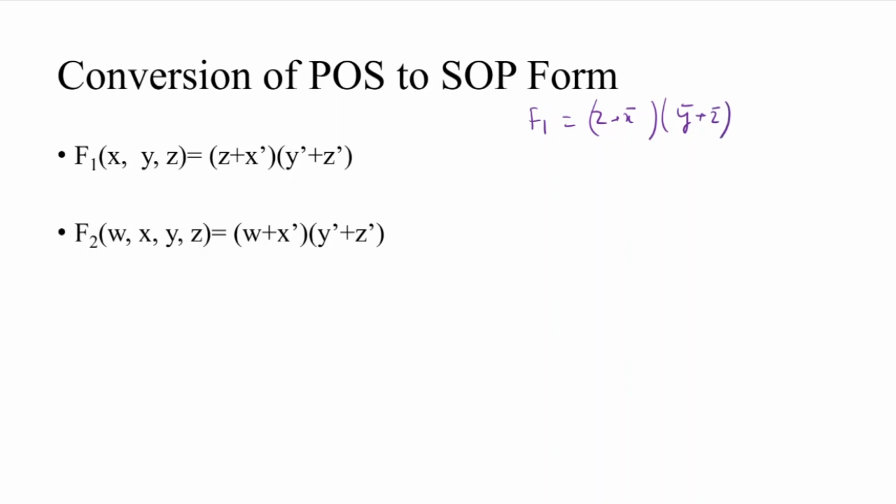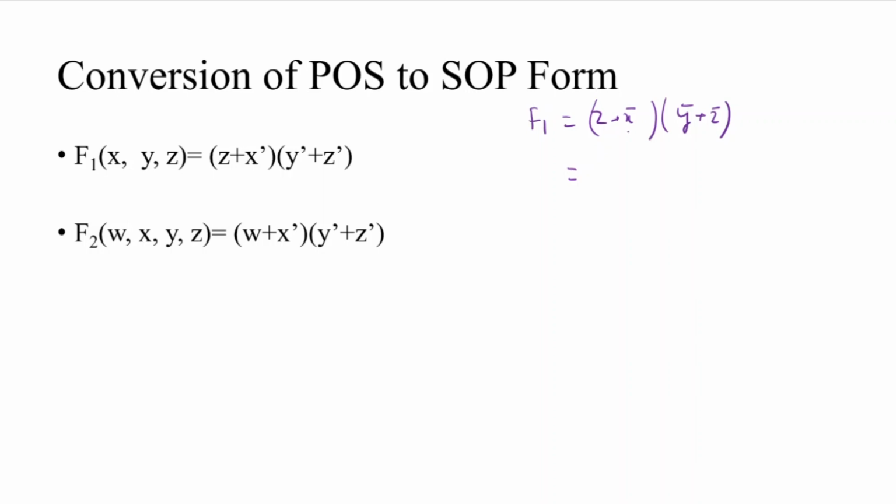When we see this function, it is in POS form, why? Because this is a sum term, this is a sum term, and these two sum terms are ANDed together. This means the function is in POS form, product of sums. All these sum terms are multiplied together, which represents a POS function. Now the function is in POS form, how do we convert it into SOP form? So we again use the distributive law here.